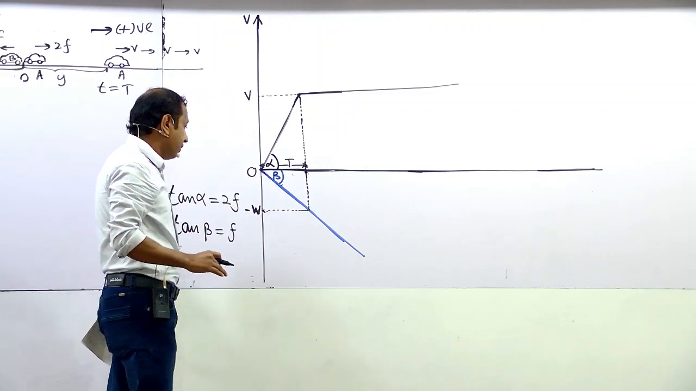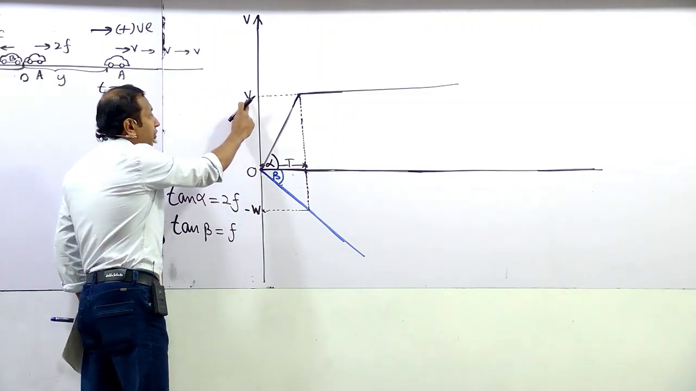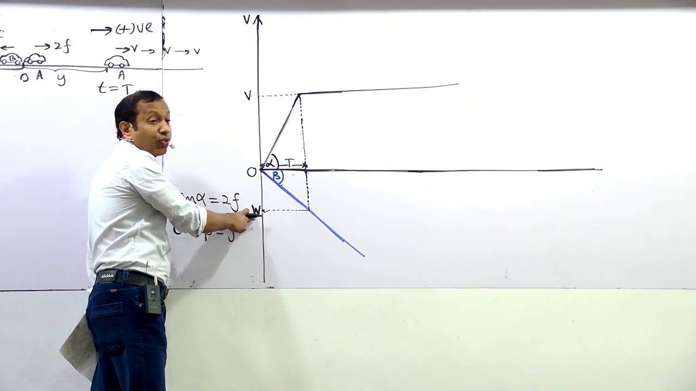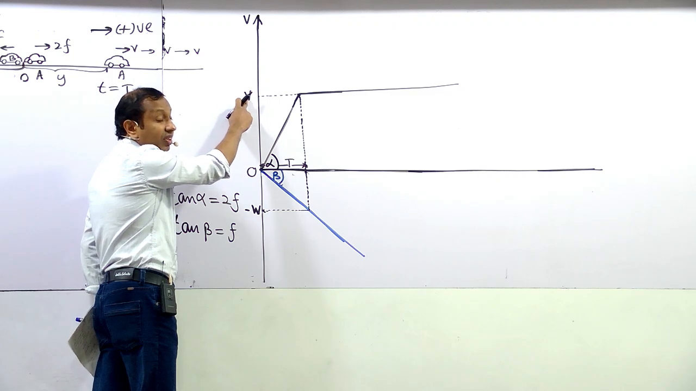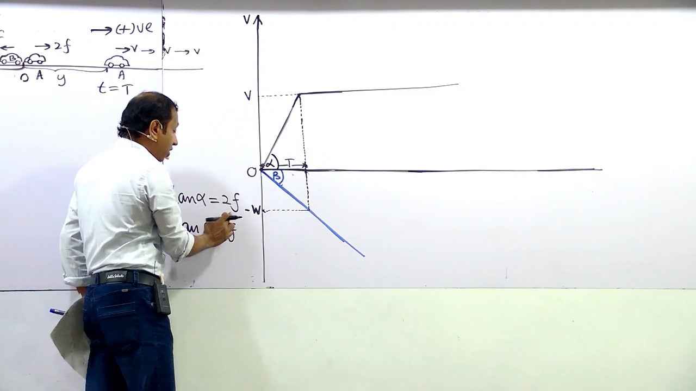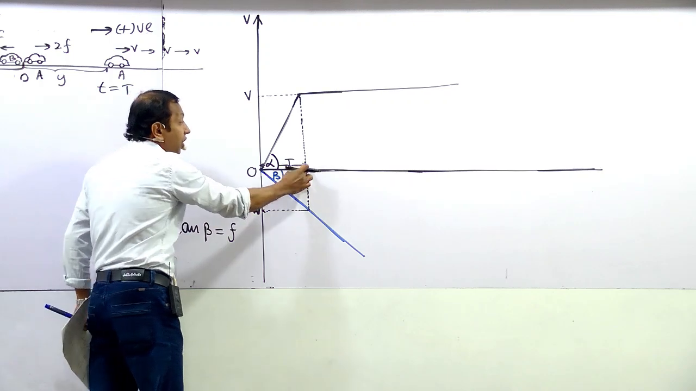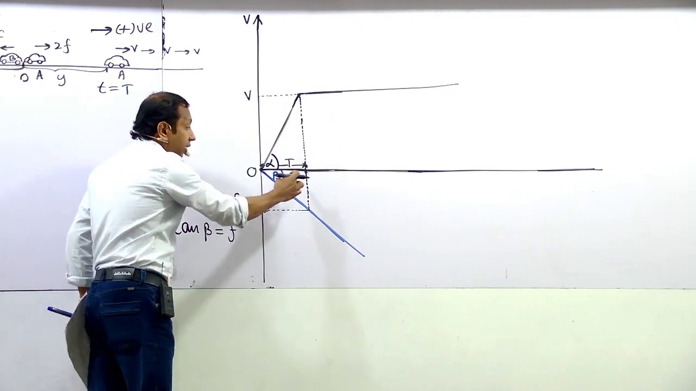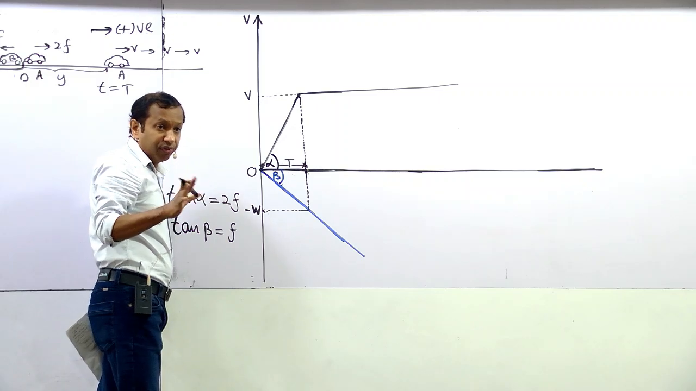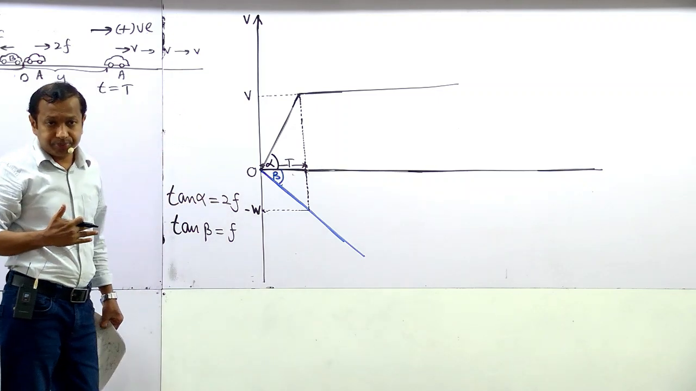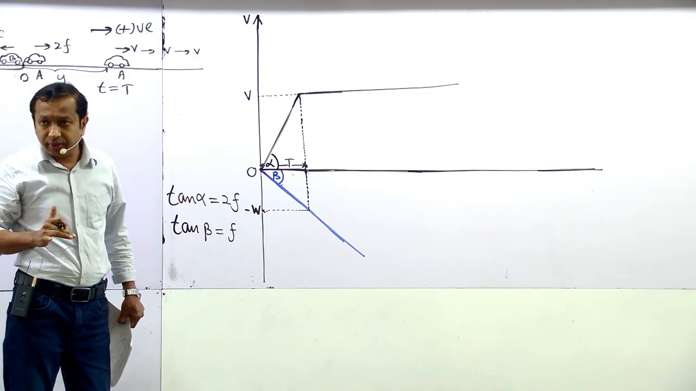You can very clearly understand, out of this V and W, which one is bigger? V should be bigger. Reason? It has more inclination, tan alpha is 2f, no? Therefore, this height should be greater than this height. Am I correct? When you calculate this, you will get that answer. Right. We will calculate that.